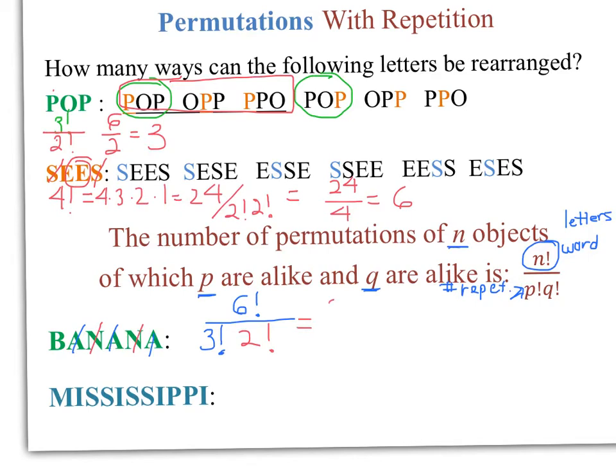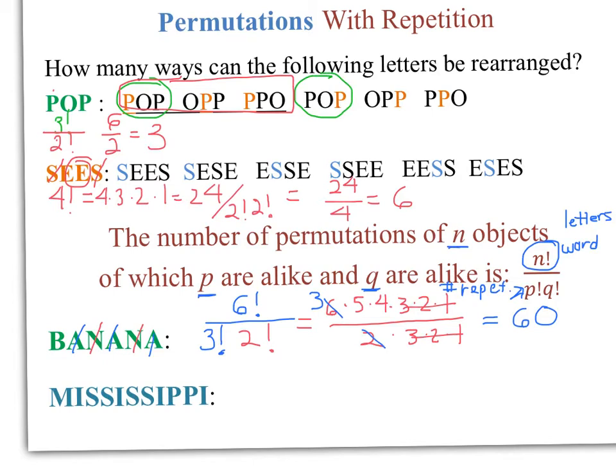So 6 factorial is 6 times 5 times 4 times 3 times 2 times 1, over 3 factorial, 3 times 2 times 1, so those are going to go away. And then we still have the 2 factorial, which is just 2. And so working that out, if you didn't have a calculator, 2 goes into 6 3 times. So 20 times 3 is going to give me 60. So there's 60 unique ways to rearrange the letters in banana.